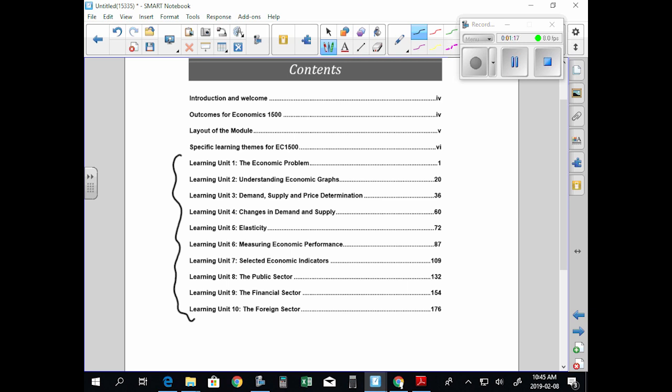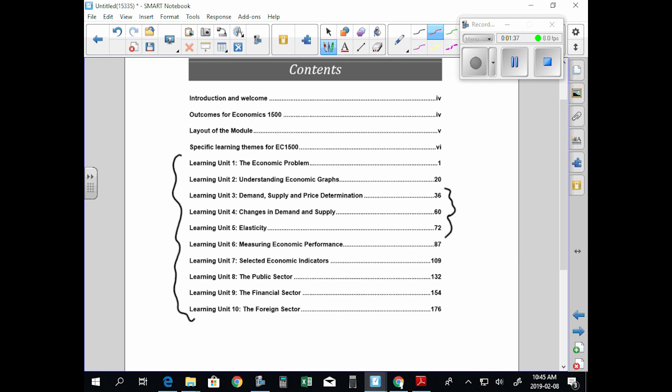For example, learning unit 3 and 4, that's where most people have problems. 5 as well, because that is calculations. So you can pace yourself, just make sure you are comfortable with the material before going on to the next learning unit. So what are these learning units about?